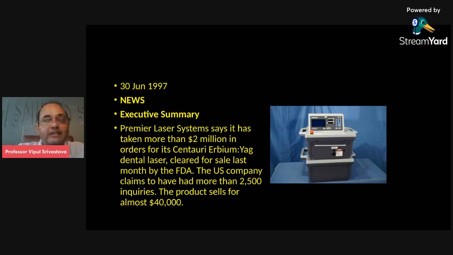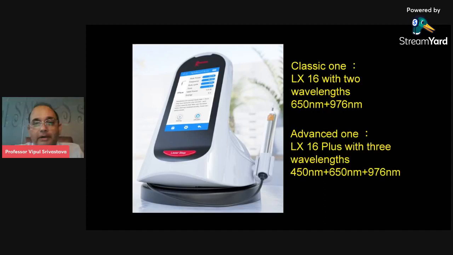So 1997 is more than 25 years back, when the first hard tissue laser was used. Where are we now? After that, so many lasers came along, and now we have a cutting edge laser that we are using lately. I would like to brief here. The laser I am working with is a Woodpecker laser. It's a small device compared to the old laser. It is a portable diode laser, and it has three wavelengths, 450, 650 and 976 nanometers. We will be talking about these lasers in detail later on.